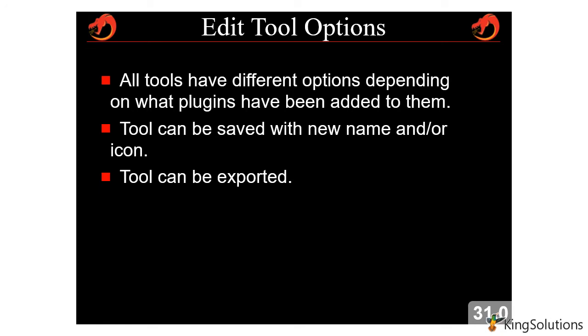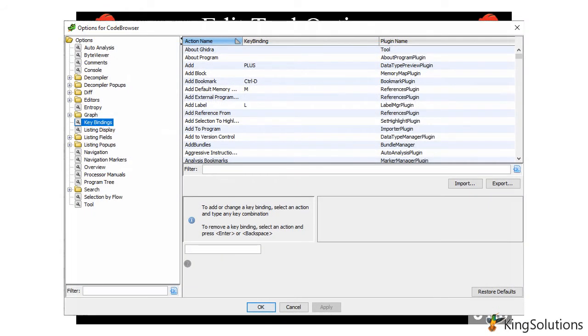Edit tool options. All tools have different options depending upon which plugins have been added to them. To edit options in any tool, use the Edit Tool Options menu item in that tool. This will open the Edit Options dialog. There are hundreds of options within the Edit Options dialog.